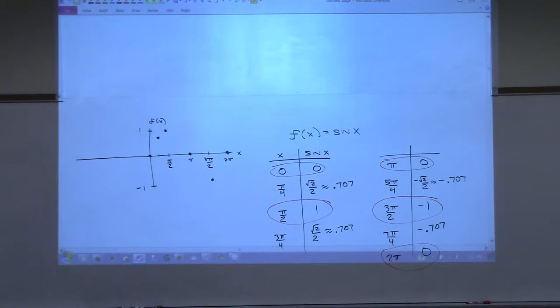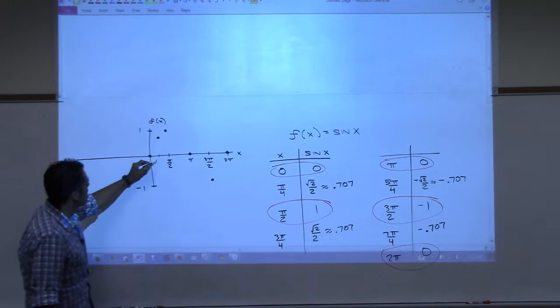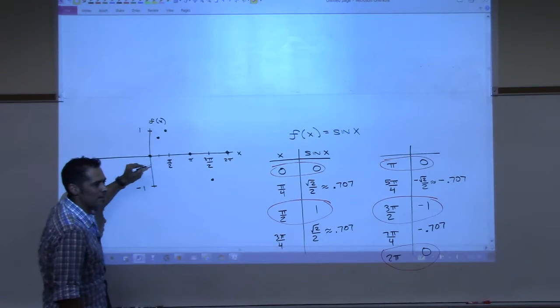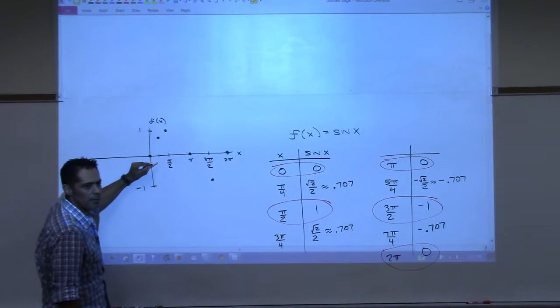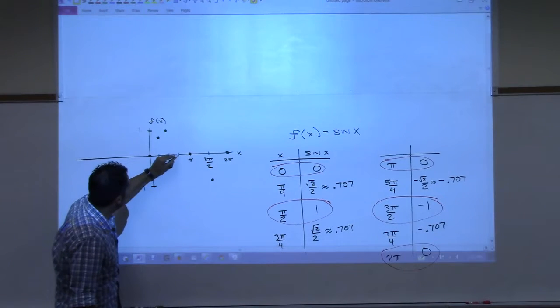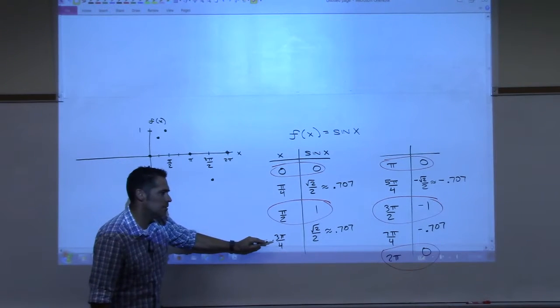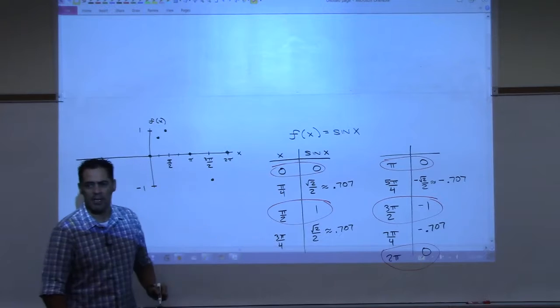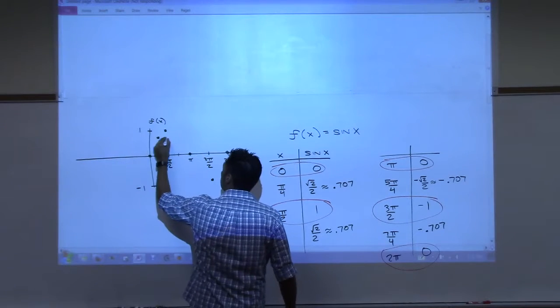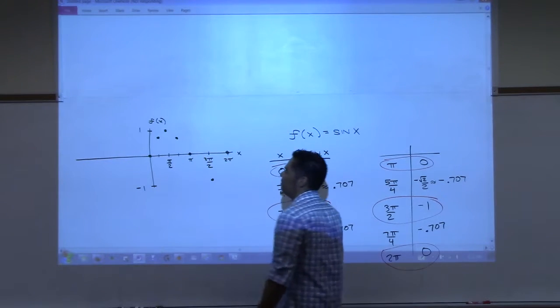Y'all got that? Now, I didn't label this, but it's getting kind of tight here on my x-axis. Does everyone understand that's pi over 4 there? And then I have another halfway point, which would correspond to this one. And that would be 0.7 again, or 0.707. So that would be the same height, just the other side over here. Got that one.